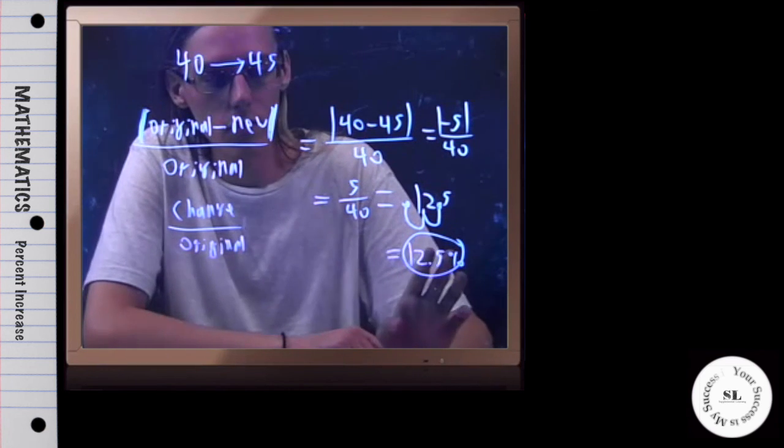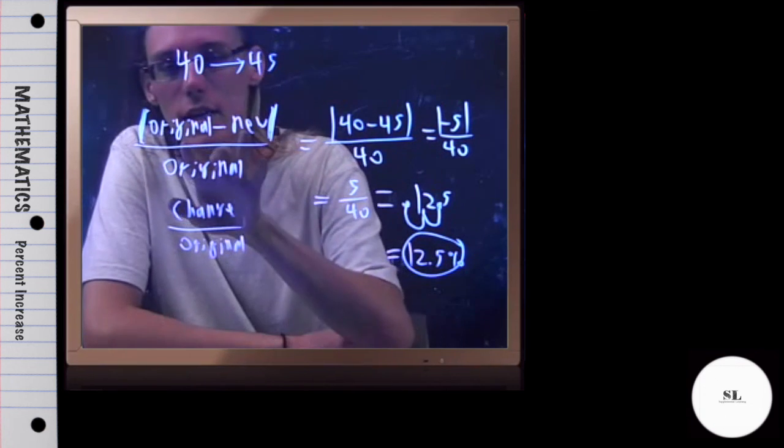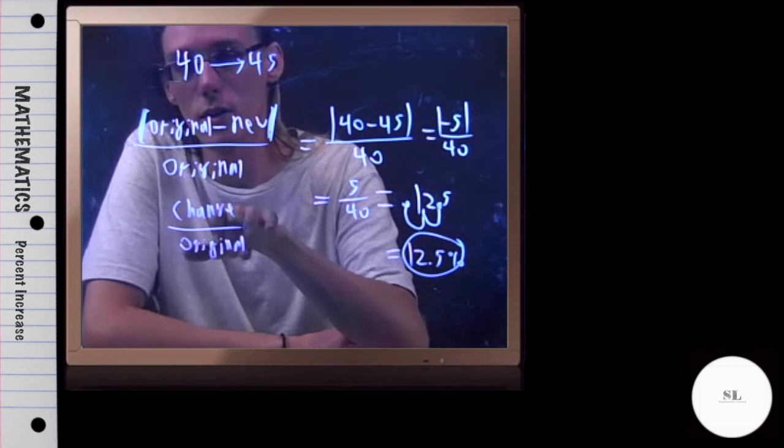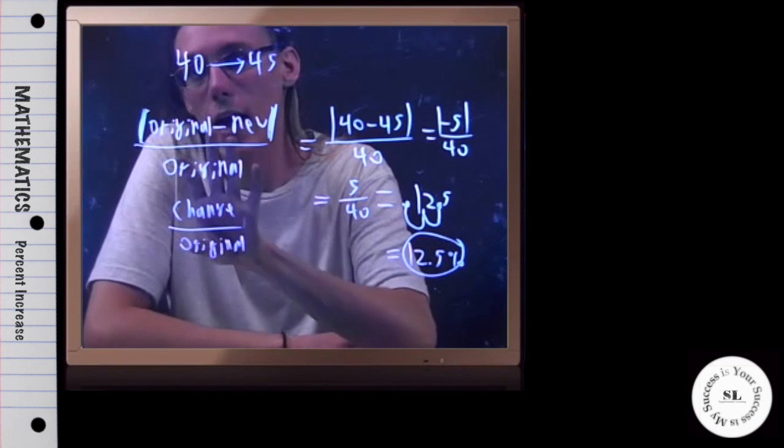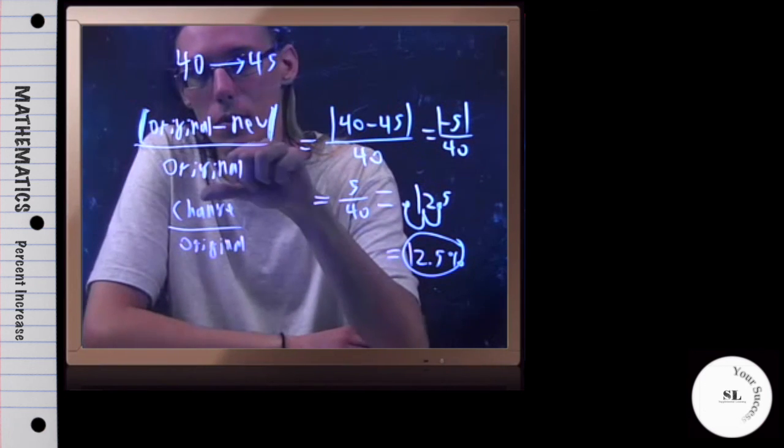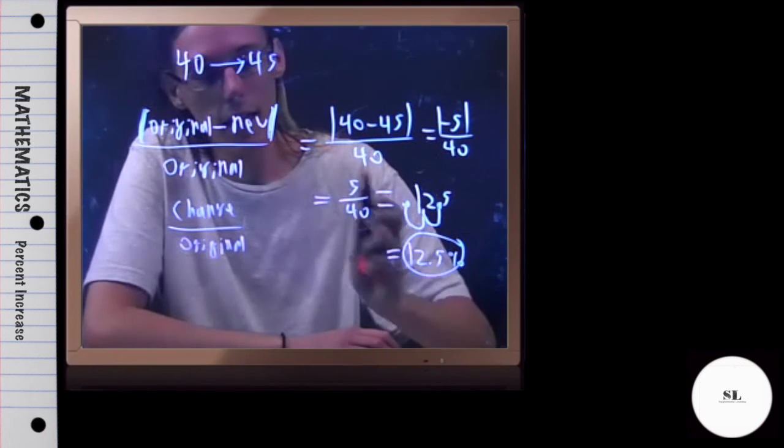And if that's a little confusing, that's okay. Just remember that it's the change divided by the original. That's always going to be how you get a percent increase or a percent decrease. And that is this example.